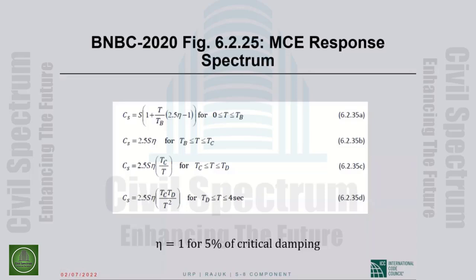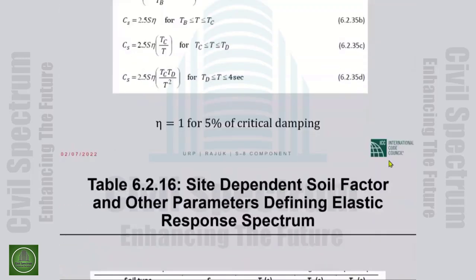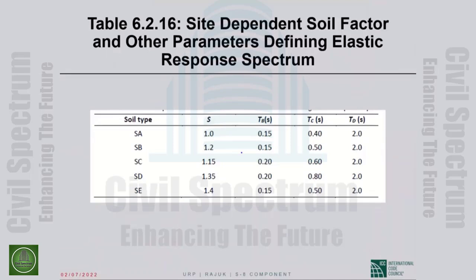The S is the soil factor, as I mentioned to you. I think by now you know every other notation. The only thing is that there is an upper limit of 4 seconds beyond which the spectra are not defined. That is not the case in the US. We don't stop at 4 seconds.